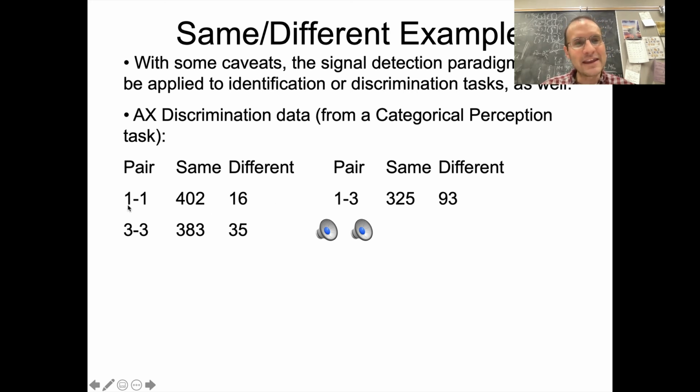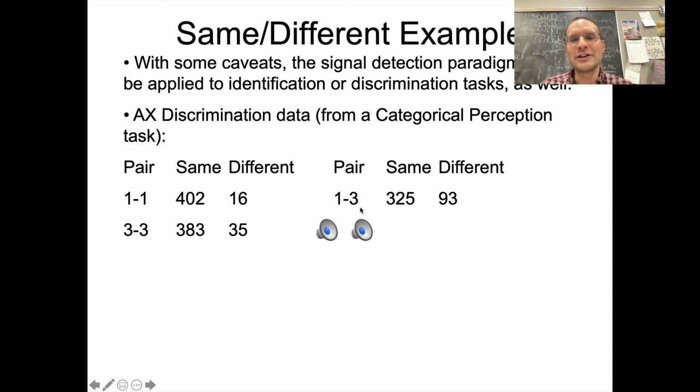In any event, in the AX discrimination task, what we do is we pair up 1 and 1 together, and 2, like a two token pair, and say, well, are these two the same or different? And then you would normally respond same, like 402 times people have responded same. Only 16 times people have responded different. You have the similar same pairing of 3 and 3. Most of the time people respond the same to those.